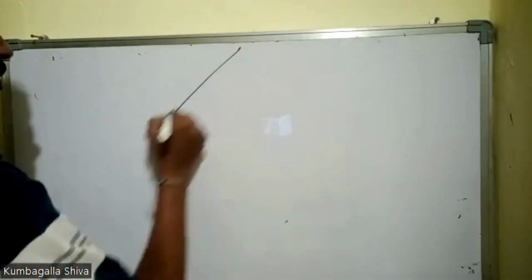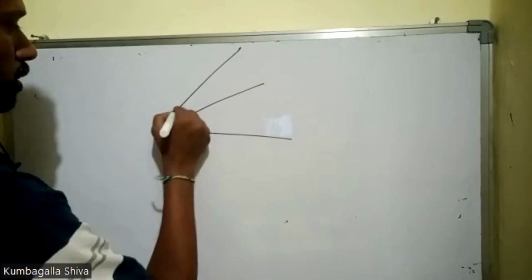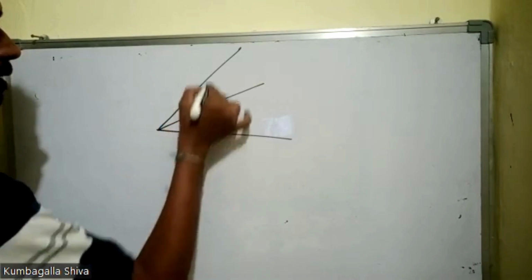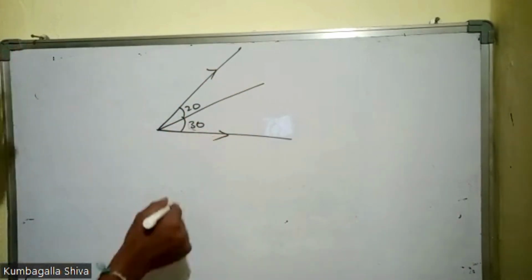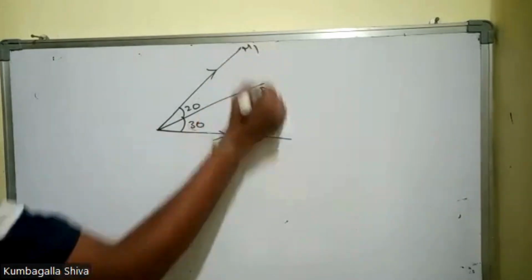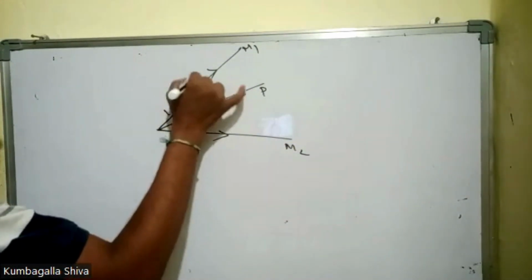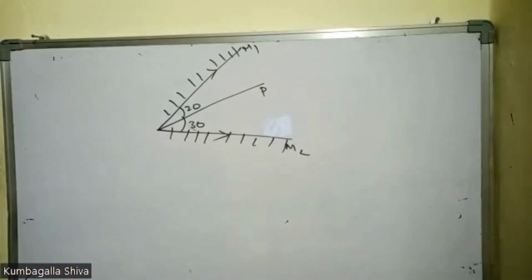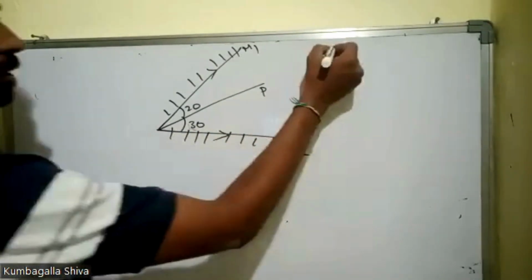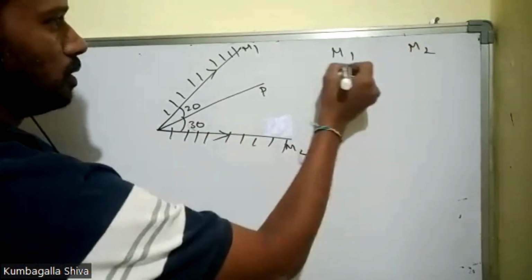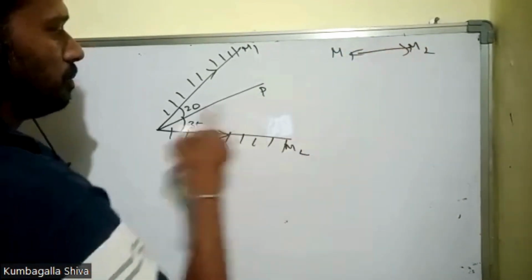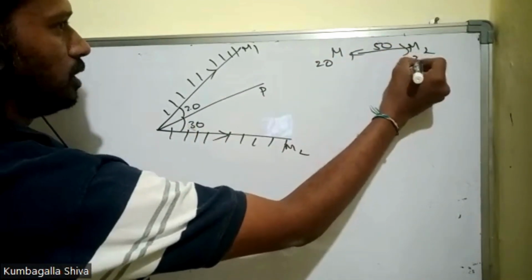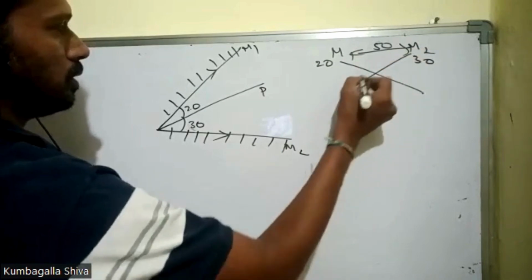Now, then we'll do a problem. Here it is 20 degrees, and here it is, let us say, 30 degrees, right? Let the point be P, and this is M1, and this is M2, and you do crisscross this. Now, the angle between them is 50. You take here 20, and here you take 30. Now, you crisscross here, you give 50.